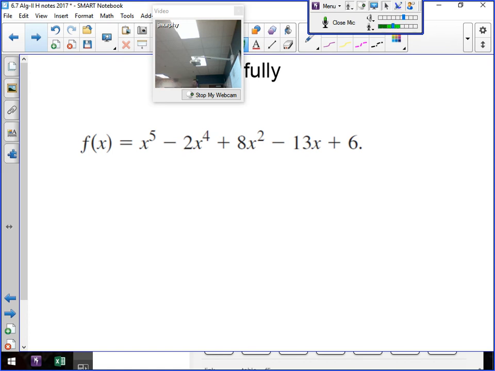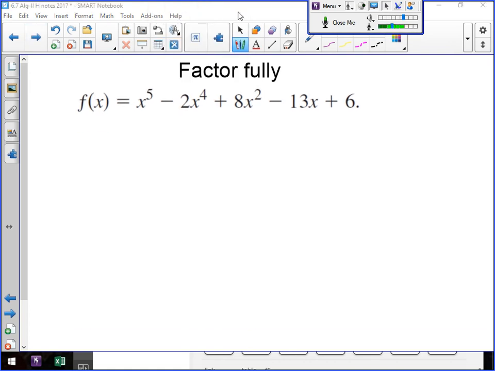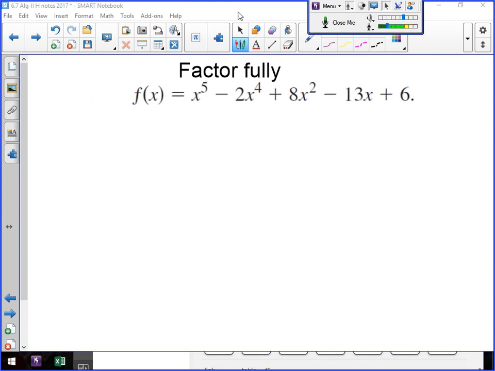This is a slight difference. It's not a giant difference, but it's slightish. Now, this one right off the bat, do you guys all agree that you can't do anything but synthetic? This one's nice because you only have to worry about sixes, so that's easy. So it's plus or minus 1, 2, 3, and 6. This is when it's nice to have a smart board at home.